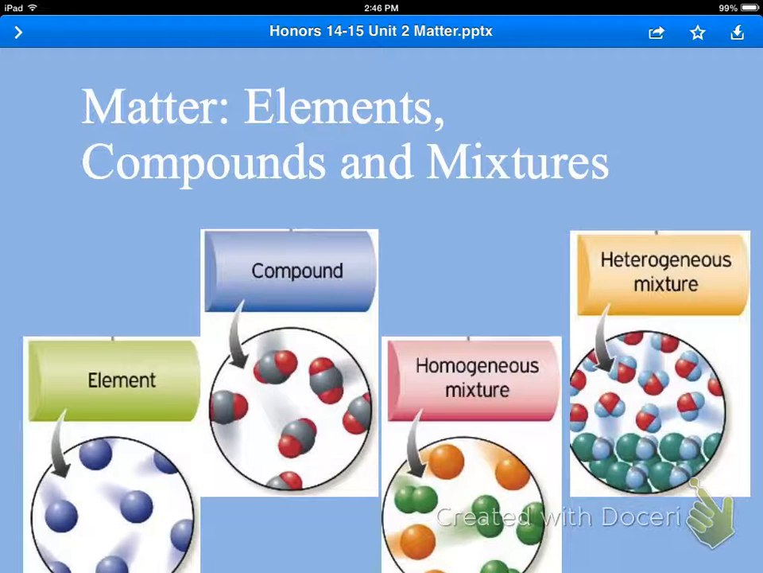Okay, this is the first podcast for Unit 2 where we're going to talk about atomic structure and matter. And what we're going to talk about in this first podcast is classifying substances and really getting clear about terminology. Okay, so let's go ahead and get started. In this podcast, we're going to learn the difference between an element and a compound, a homogeneous mixture and a heterogeneous mixture.